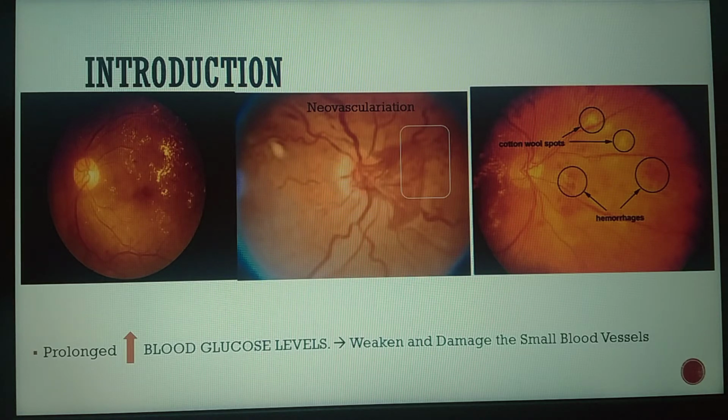Diabetic retinopathy is caused by prolonged high blood glucose levels. Over time, high glucose levels can weaken and damage the small blood vessels within the retina. This may cause hemorrhages, exudates, and even swelling of the retina. This then starves the retina of oxygen and abnormal vessels may grow.